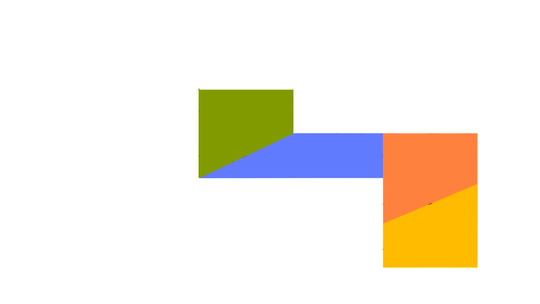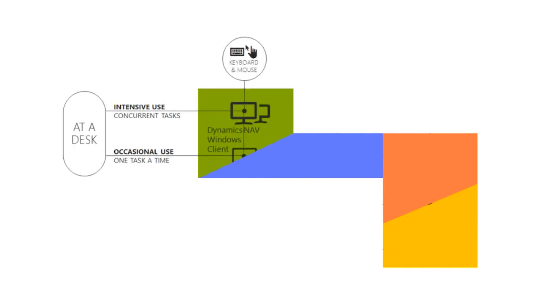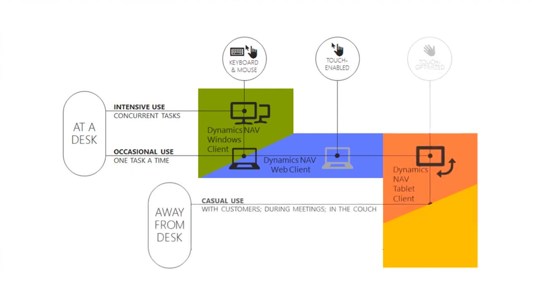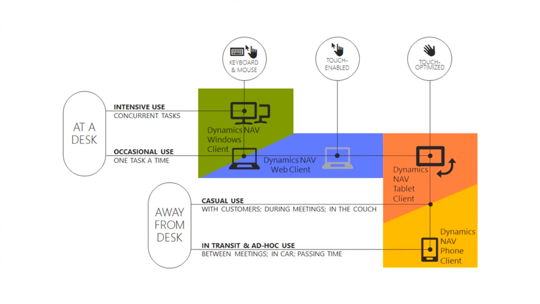First, I want to determine where to use the phone client. If you need a system for intensive use with keyboard and mouse, you will use the Windows client. But for fewer tasks and occasional use, you can also use the web client, and you can also use touch-enabled devices for this purpose. But if you have touch-optimized devices and want to use NAV in some rare and casual situation, usually away from the desk, you can use the tablet client. And of course, if you need ad hoc usage almost anywhere, usually just for getting information, the phone client is the right choice.